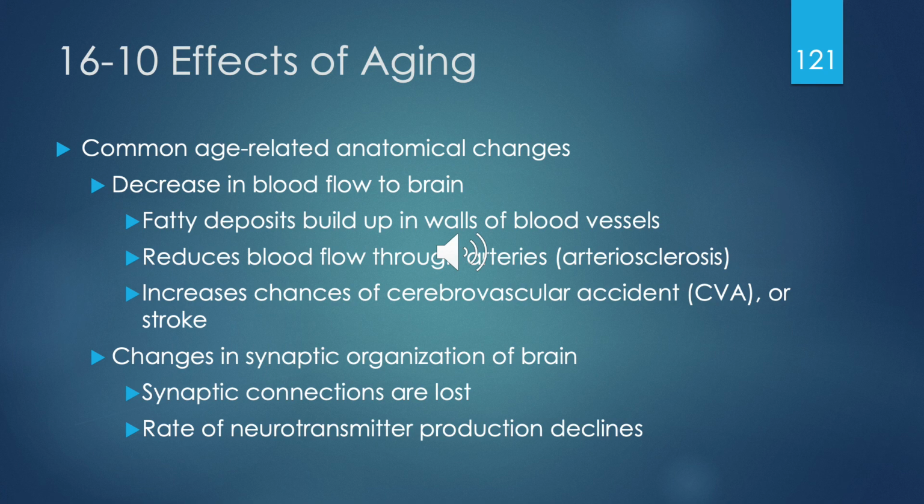This increases our chances of a cerebrovascular accident, or CVA, which is commonly known as a stroke. There are also changes in the synaptic organization of the brain. We lose synaptic connections, and the rate of neurotransmitter production declines. This is in sharp contrast to when we learn something and create new connections through the repeated expression of neurotransmitters, and those axon terminals branch out and try to create new connections. In this case, we're having the exact opposite thing happen. So we lose those connections, and neurotransmitter production is going to decline subsequent to that.